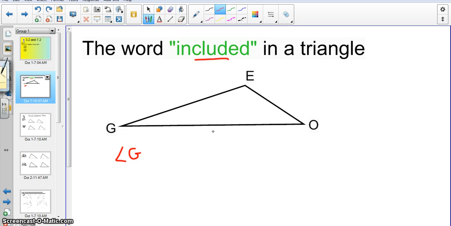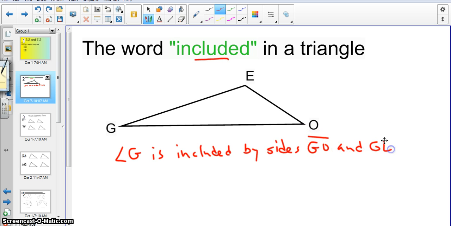So what we would say is angle G is included by sides GO and GE. So again, I'm referring to angle G. It is made up by sides GE and GO, so it is included between those two sides. Oops. Let me go ahead and rewrite those two sides.